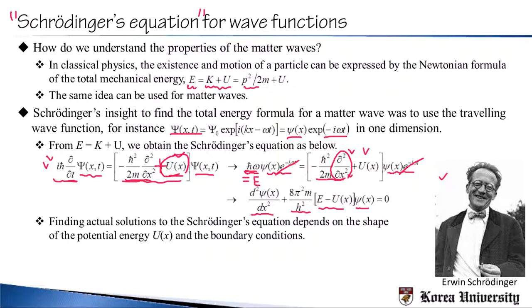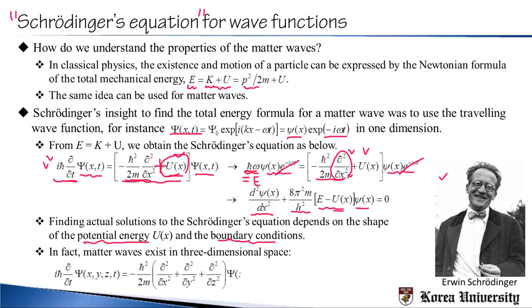Basically, solving the Schrödinger equation means that depending on the potential energy and also the boundary condition, which tells you what the wave function must look like at certain locations, these are the conditions based upon which you have to solve the Schrödinger equation, and then the kinetic energy and the total energy will just come out during the process of solving this equation.